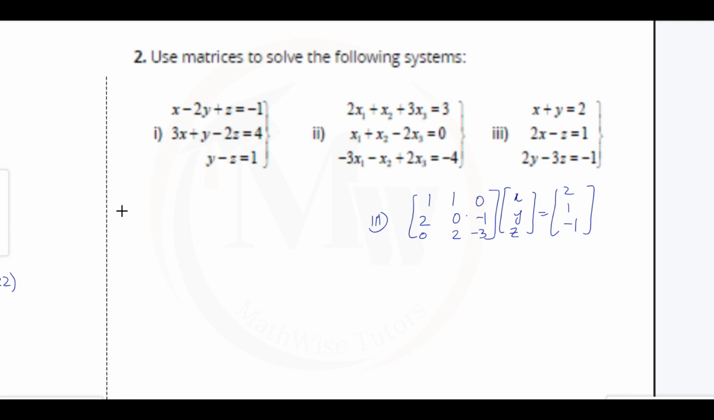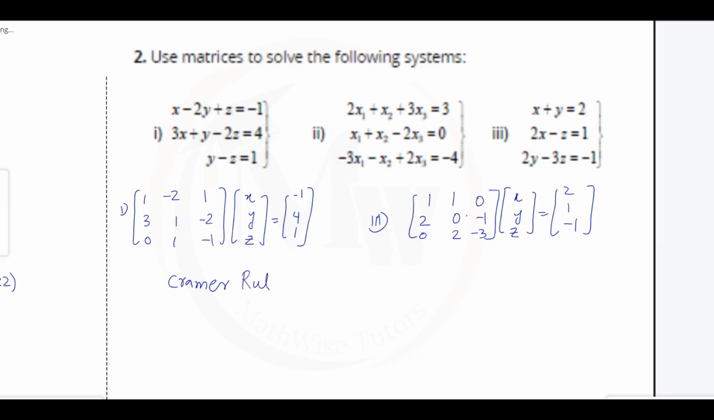Similarly, for question number 1, the matrix form will have the coefficients 1, -2, 1, then 3, 1, and -2. And in the third row, x is missing, so 0, 1, and -1. This is the matrix A, and the matrix x, y, and z is the X matrix, and the B matrix is -1, 4, and 1. Similarly, you can write the matrix form of the second part, and you can solve it by using the Cramer rule. You can try it on your own.